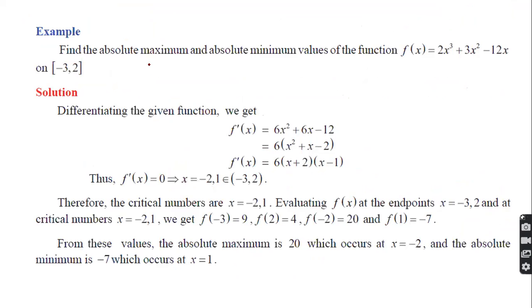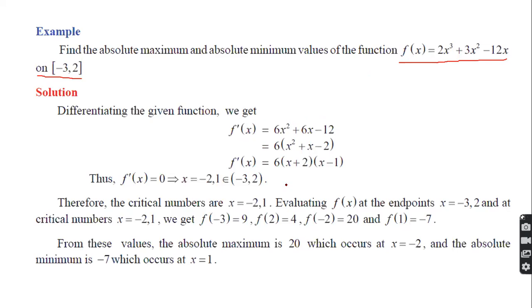Find the absolute maximum and the absolute minimum value for the function f of x equal to 2x cube plus 3x square minus 12x on minus 3 comma 2. How to find that? Differentiating the given function, f dash of x is 6x square plus 6x minus 12.